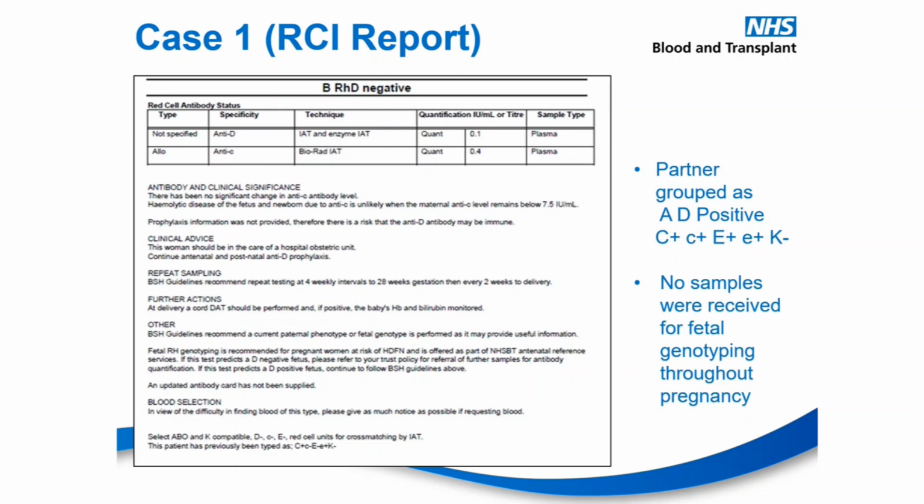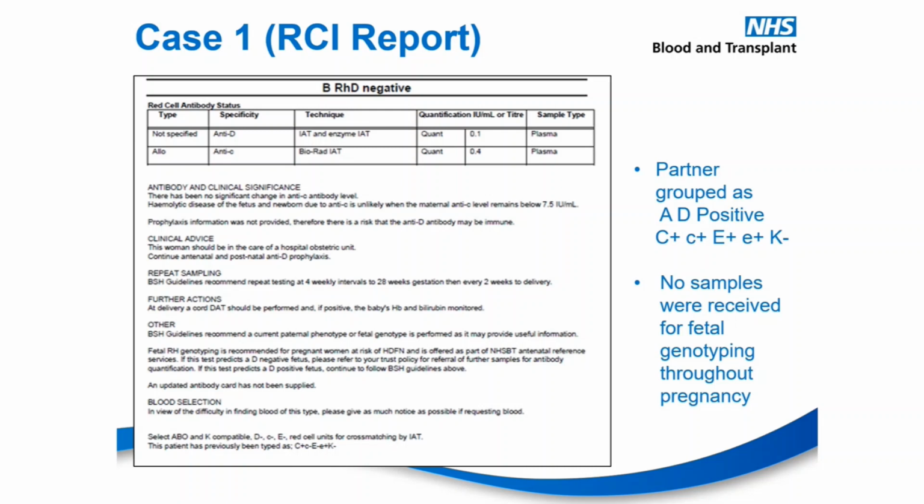Okay, so on to what our report looks like. It's fairly wordy with all the different sections on the report when it's complex cases like this. What we are highlighting here, I'm not sure if you can actually read, but there's a section fairly close to the bottom that states the blood selection. And we are stating that in view of the difficulty in finding blood of this phenotype, we're requesting as much notice as possible if blood is requested, especially to cover for delivery.